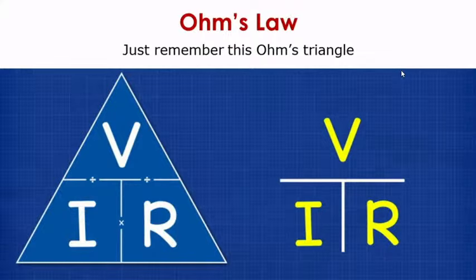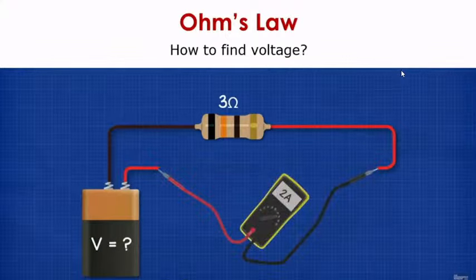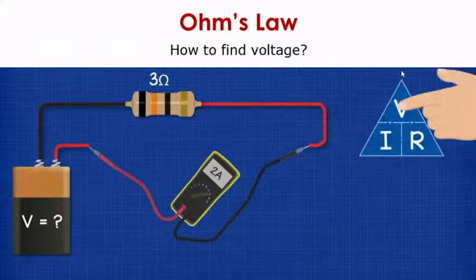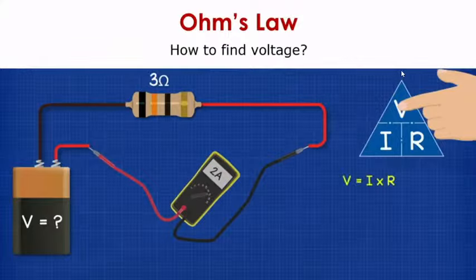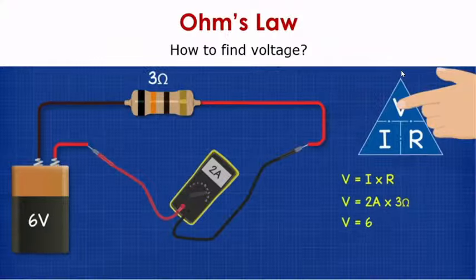Say for example, we want to find out the voltage. The resistance is 3 ohm, and we need to know the current. Say the current is 2 amperes in the circuit and the resistance is 3 ohm. So we know I and R, and we want to find the value of voltage. The triangle represents V equal to I into R. So voltage is 2 ampere multiplied by 3 ohm. The total value of the voltage is 6 volt in this case.